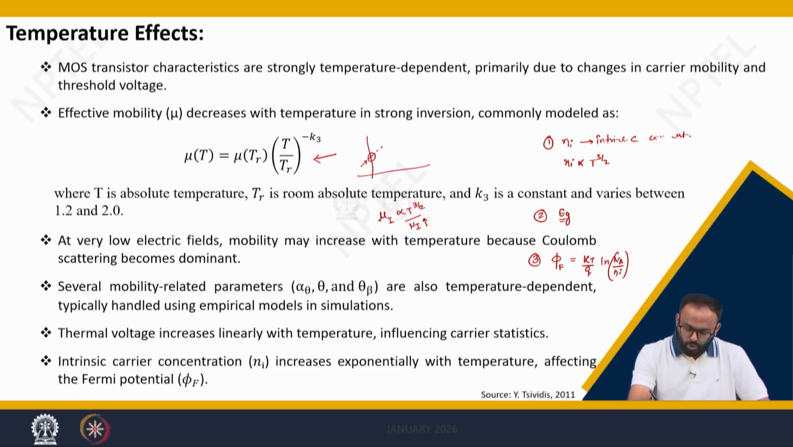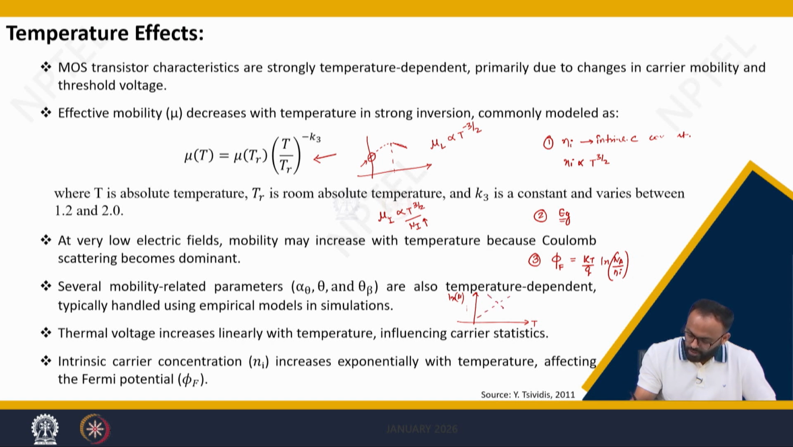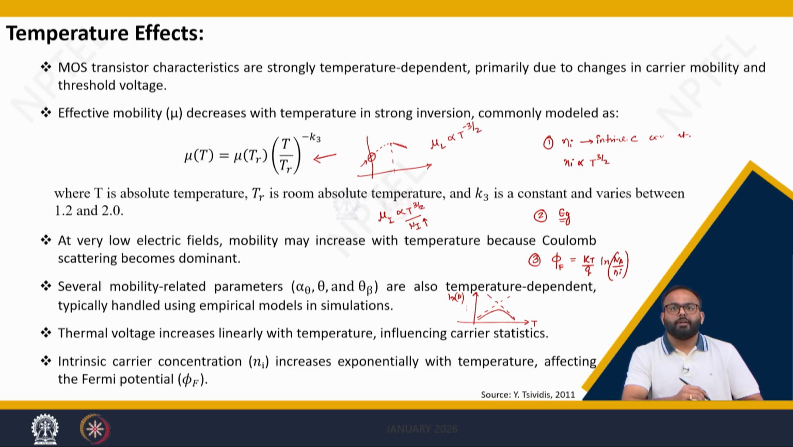However, when you increase the effective field, you are in the range where phonon scattering dominates. Because of the phonon or lattice scattering, the mobility decreases by T to the power of minus 3 by 2. So, if we plot a graph of log mobility versus temperature, the trend will look like this. The mobility increases initially and then it decreases. That is what we have seen in the last lecture also.